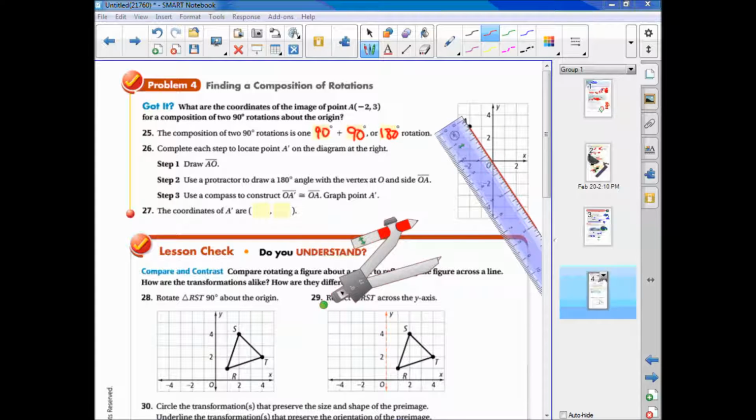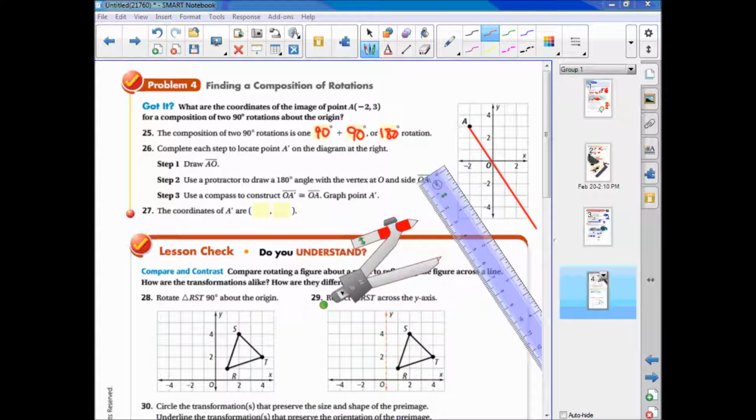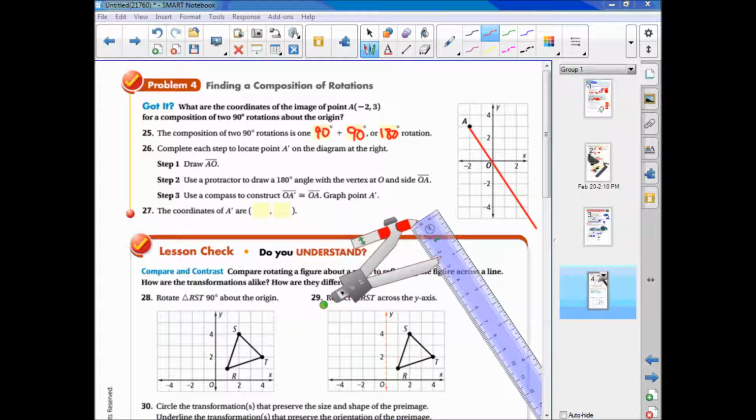And I'm going to go on past it, and I'll show you why in a second. So use a protractor to draw a 180-degree angle with the vertex O and the side of OA. So we would measure out a 180-degree angle, say from here. Okay, so there's our starting place.